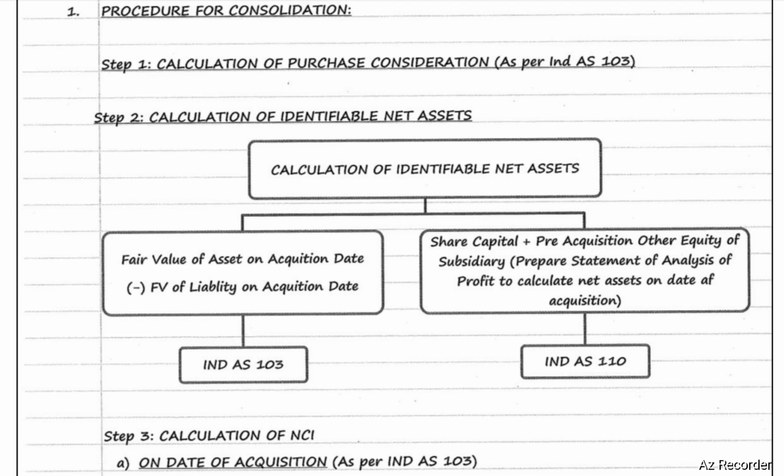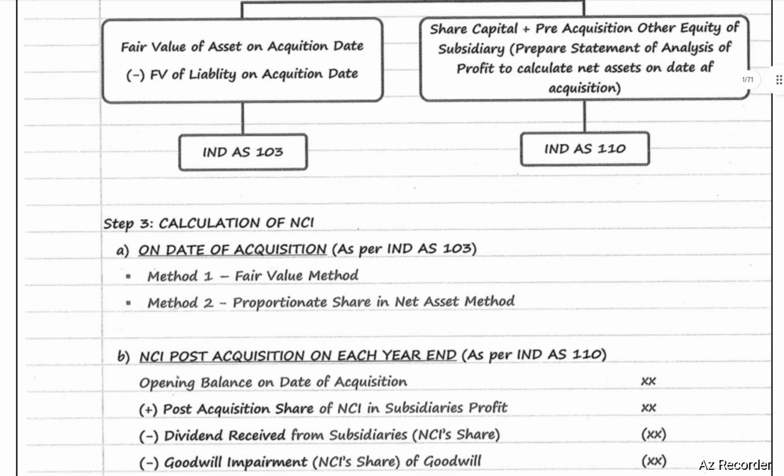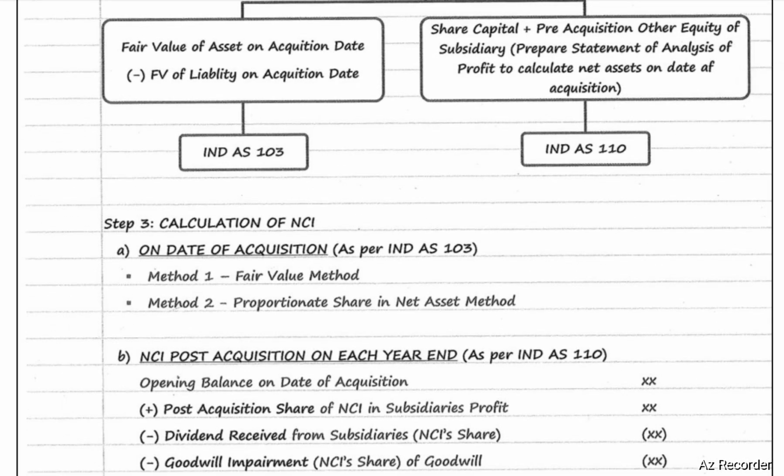As per Ind AS 110, share capital plus pre-acquisition other equity of subsidiary will give identifiable net assets as per Ind AS 110. Prepare a statement of analysis of profit to calculate net assets as on date of acquisition. Step number 3, calculation of non-controlling interest, NCI.